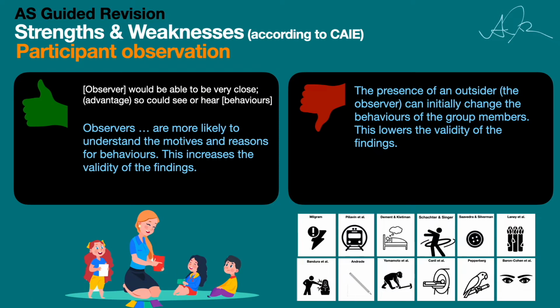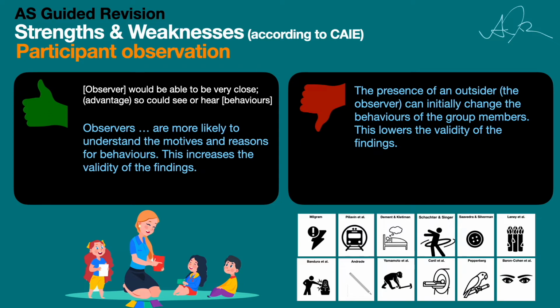Okay, let's go to participant observations. Now, participant observations are very good because you are involved directly. You're in the action, and so you can see and hear things clearly. This is very different than perhaps a non-participant covert observation. Observers are also more likely to understand the motives and reasons because they could follow up and say, hey, why are you doing that? Or something like that. And that could also increase the validity of the findings.